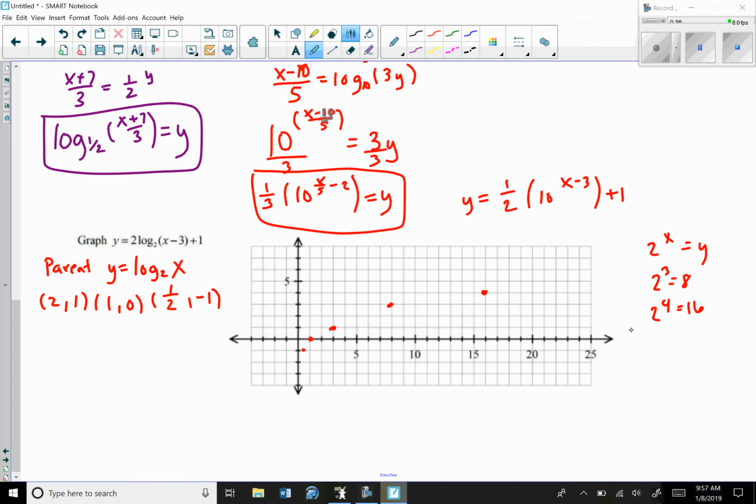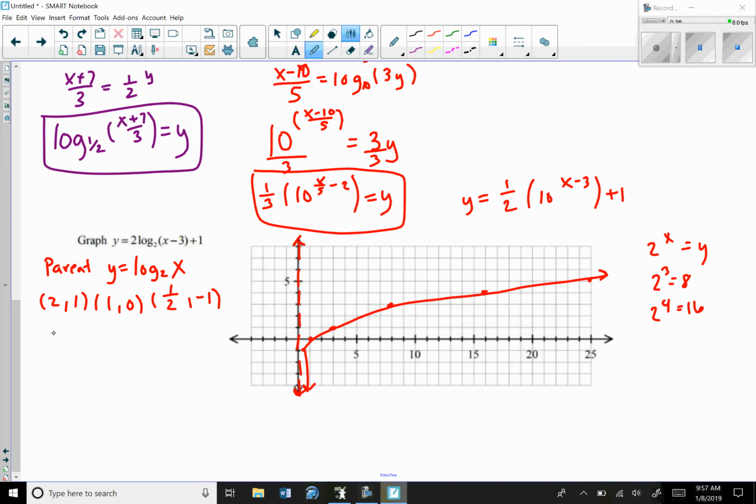So 2 to the 5th power is 32, so the log base 2 of 32 is 5. 1, 2, 3, 4, 5. So if it helps you to plot more points, that's fine. And so this is our parent graph here, and this of course is the asymptote.